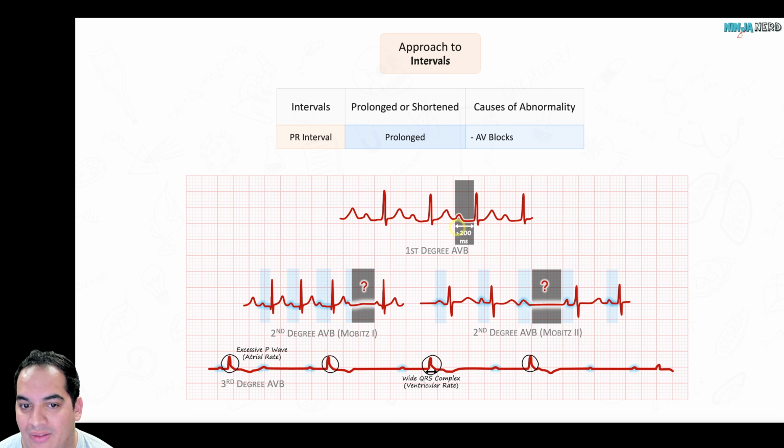And in third degree AV blocks, you're going to see these super abnormal, multiple frequent P waves with no true relationship between the actual patient having an atrial and ventricular association. All right, that's pretty straightforward, right?